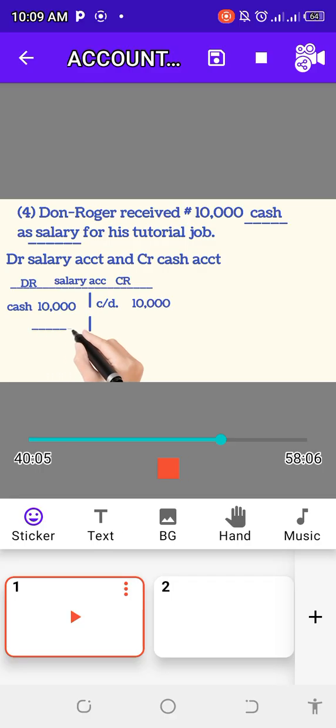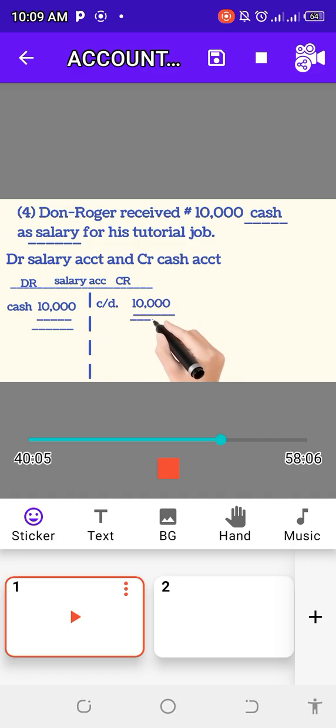You may decide to bring the balance down. You may decide to leave it like that. But it's always balanced to bring the balance down.